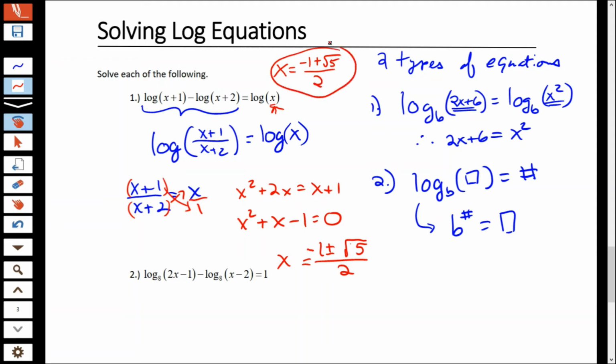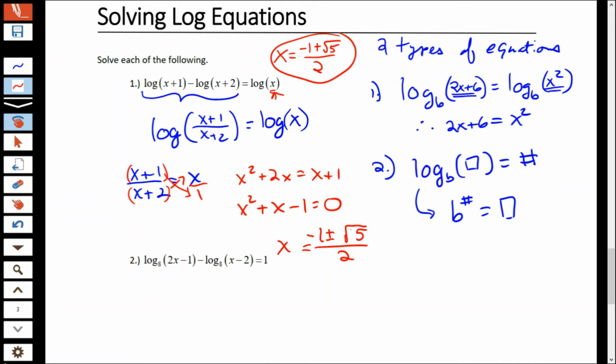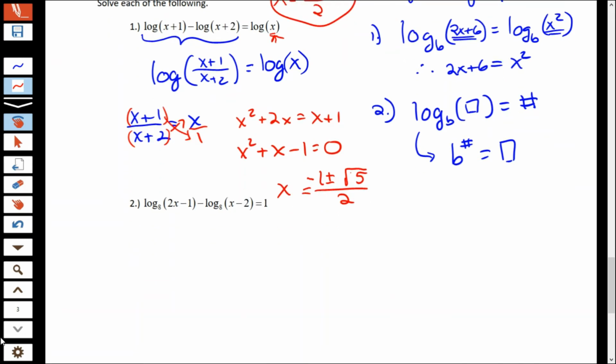Okay, so test that answer out, make sure it works. You can try and test the other one and it won't. Okay, so that's one of these types of log equations. You condense as much as you can, set the insides equal, and then solve it. Make sure you test your answers, check them out, make sure they work. Okay, 2 is very similar.